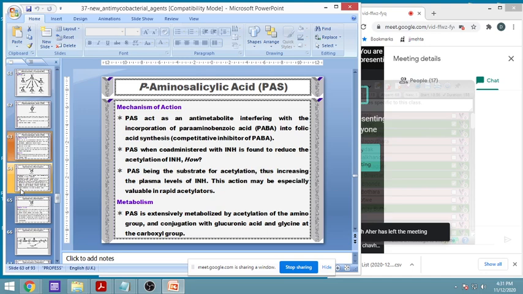PAS, when co-administered with INH, is found to reduce the acetylation of INH. We have seen all sulfonamides are acetylated, so PAS can also be acetylated, and INH is also acetylated. They increase the plasma level of INH, and it may be valuable particularly for rapid acetylators. Metabolism: it is extensively metabolized by acetylation in the amino group and conjugation with glucuronic acid and glycine at the carboxyl group. These are the two-step procedure.